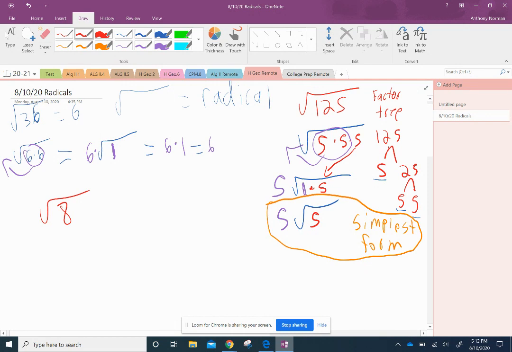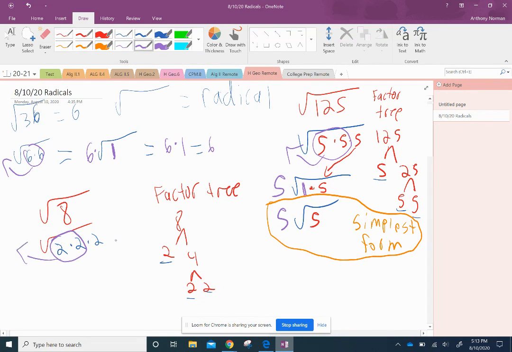3, 2, 1. So we're going to make our factor tree. 8, 2, 4, 2, 2. So we have for our leaves 1, 2, 3 2s. 2 times 2 times 2. Well, they're in jail. They're going to team up to get out. You don't have a partner, so you're left behind, little 2. So we have 2 square roots. 1 is left in solitary.